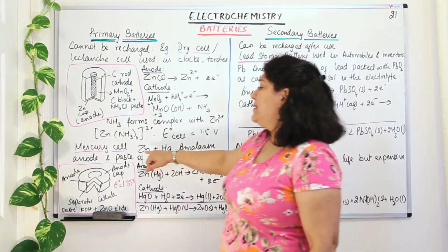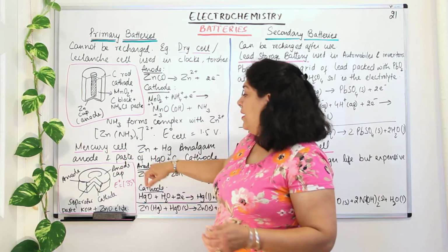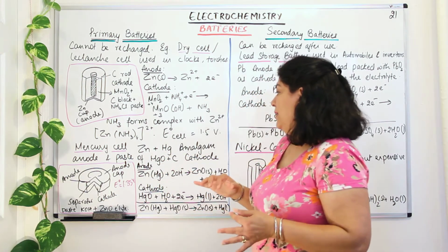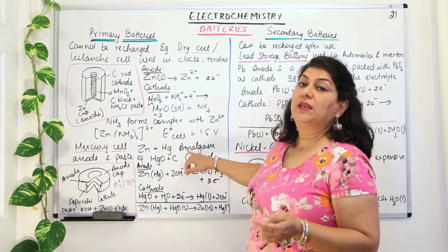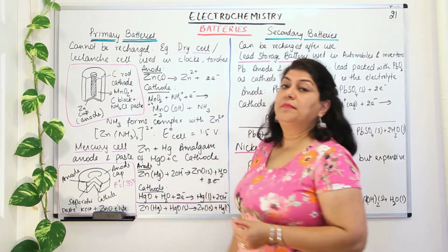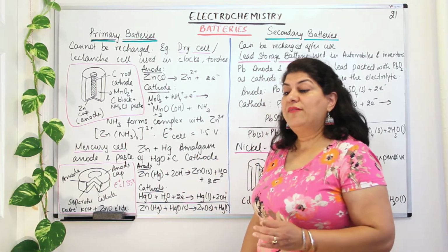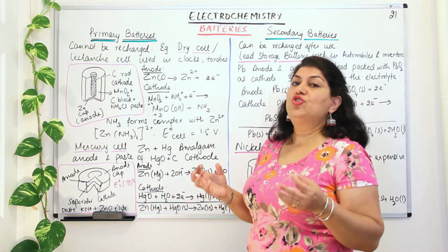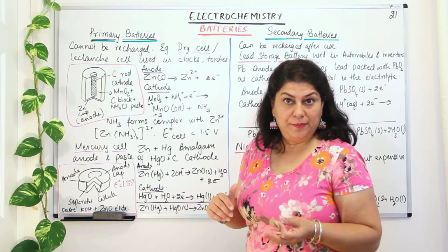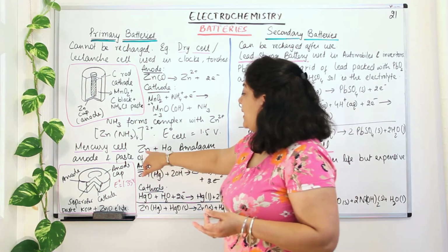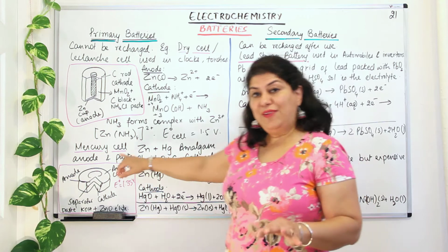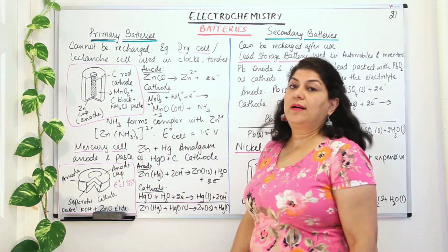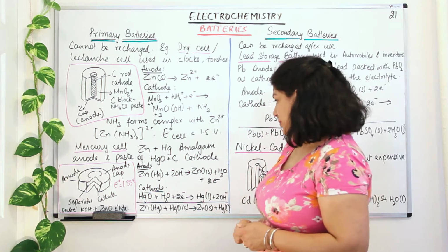And since it is the Mercury cell, what does it have? The zinc and mercury amalgam are present and they form the anode. Whenever you have a mixture of mercury with a metal, that is known as the amalgam of that metal, right? So zinc and mercury amalgam forms the anode, and the paste of mercury oxide and carbon forms the cathode.